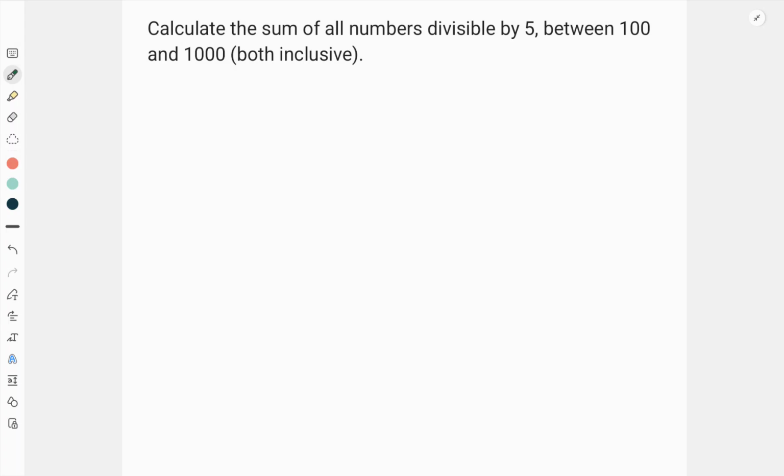Both inclusive just means that when we say between, it does not always mean inclusive. It could be exclusive, meaning excluding the numbers 100 and 1000. So here it is being made explicit that both the limits, 100 and 1000, are included in the series. In other words, what we want is this summation S equal to 100 plus 105 plus 110 plus all the way to 995 plus 1000. This is the sum we want.